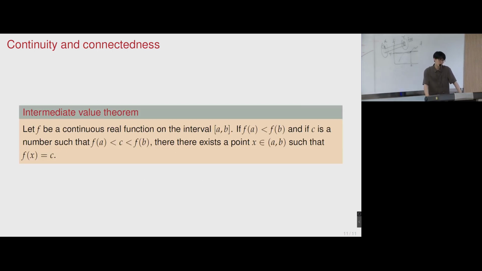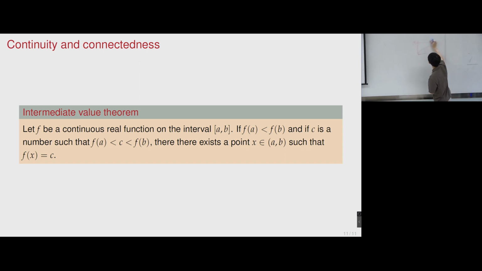So now we have the intermediate value theorem. Using the continuity and connectedness property, we can show that the intermediate value theorem holds. Let f be a continuous real function on an interval [a,b], and if f(a) and f(b) are such that f(b) is bigger than f(a), and c is a number between f(a) and f(b), there's going to be a point x where f(x) is c. And this holds because of connectedness.